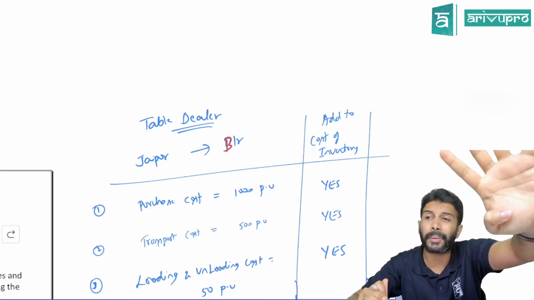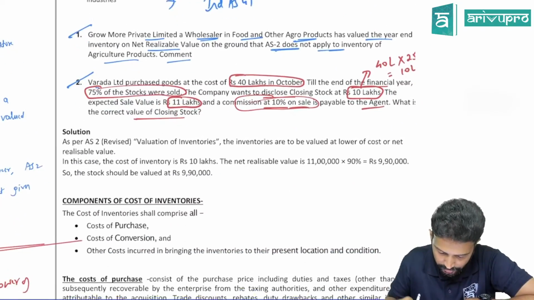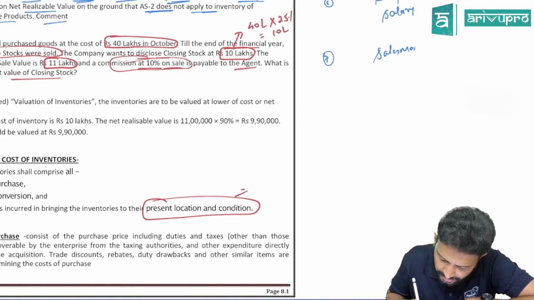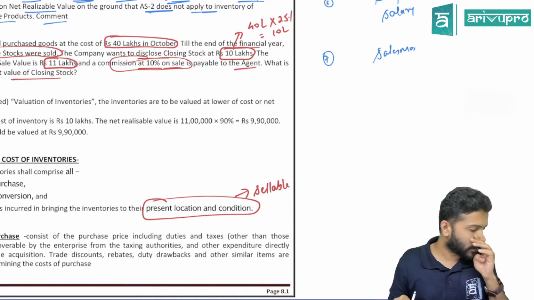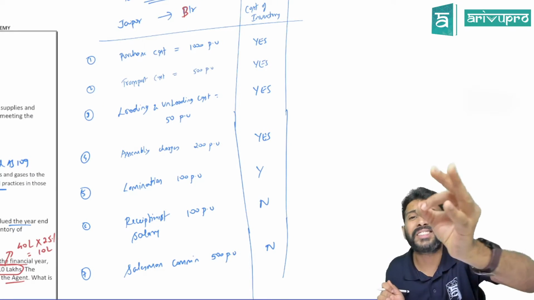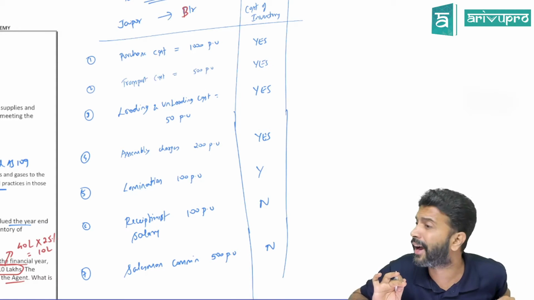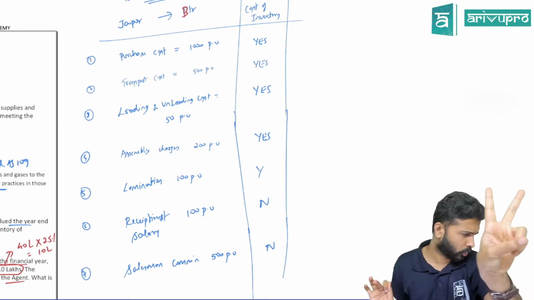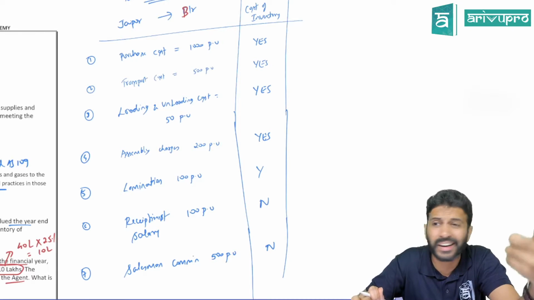Present location and present condition. Two words they use. Don't worry, I'll just show you that. Condition here means sellable condition. Any cost incurred to bring the goods into sellable condition, even those costs can also be added to the cost of inventory. Do you understand here? Two keywords. What are those? Present location and present condition.